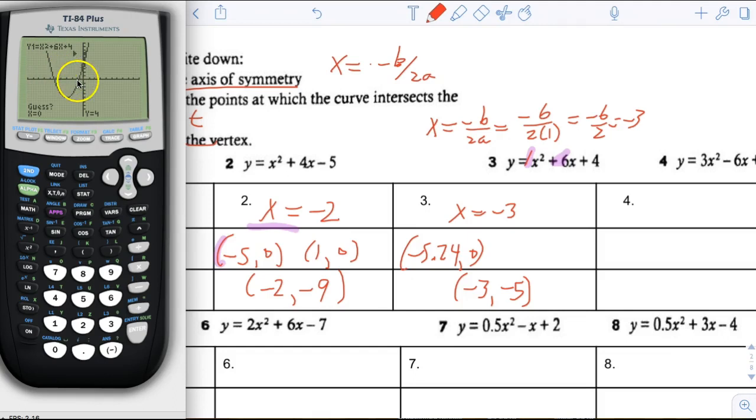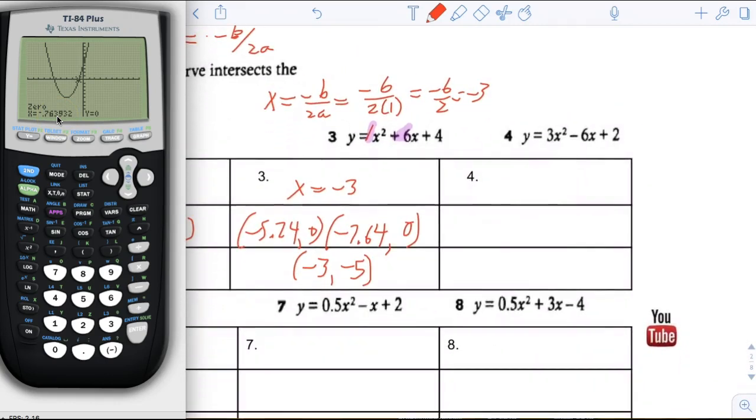Do you see how there's 2 x-intercepts now? So now it's slightly important to do a good guess, but we're already in the right neighborhood, so it doesn't really matter. So this x-intercept is -0.764, right? So -7.64, 0. Okay, and you see how we rounded up here because 7, 6, 3, 9, the 9 rounds the 3 up to a 4. Okay, let's do number 4.